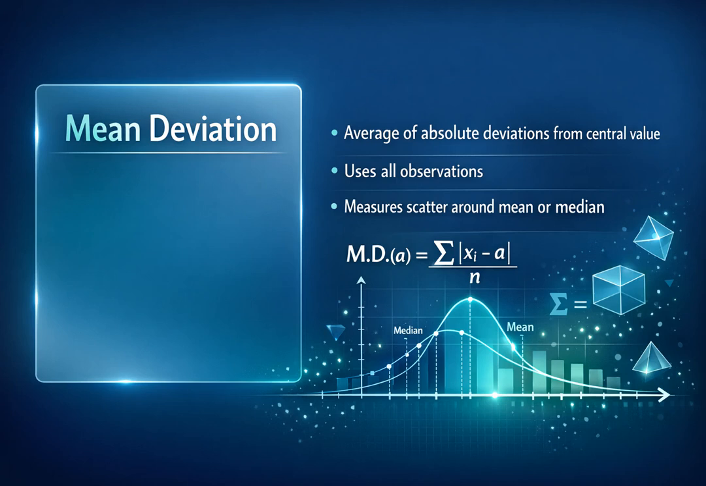Mean deviation is the average of absolute deviations from a central value. It uses all observations, not just extremes. It measures scatter around the mean or median. The formula is MD of A equals the sum of the absolute values of xi minus A, divided by n. This gives a single number representing average distance from the center.